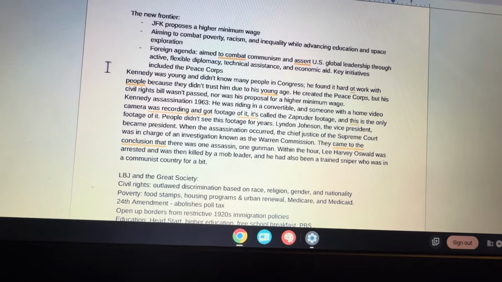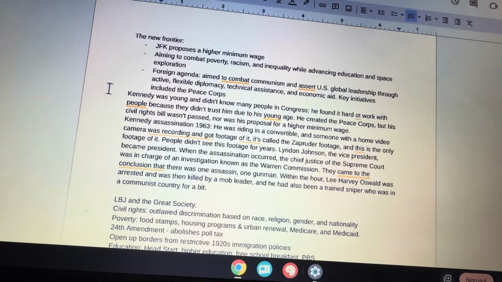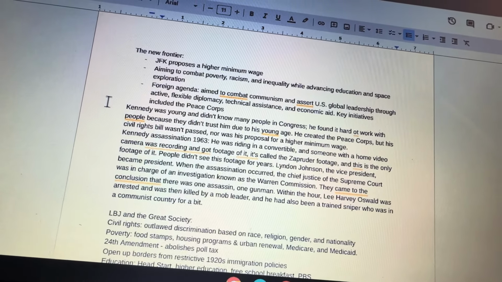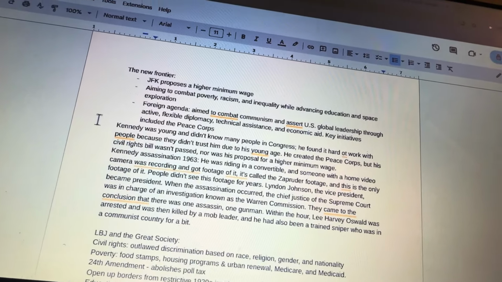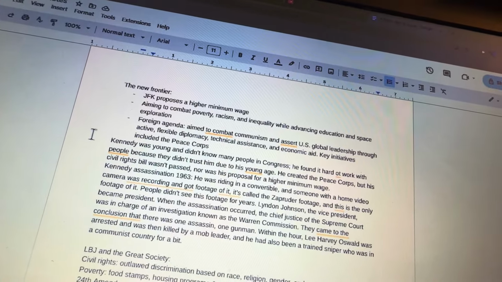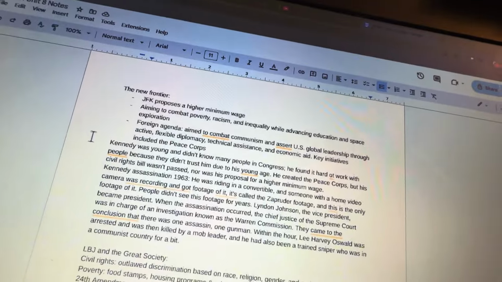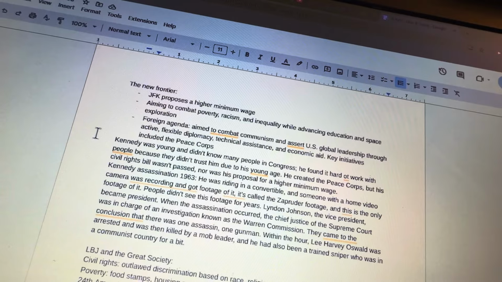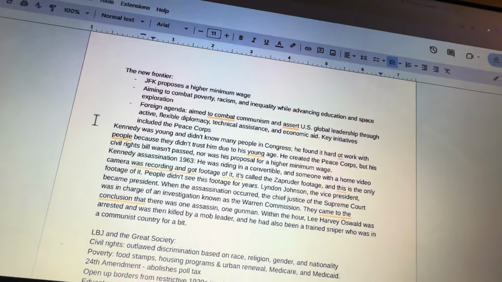The Chief Justice of the Supreme Court was in charge of an investigation known as the Warren Commission. They came to the conclusion that there was one assassin, so just one gunman. And then my teacher said that within the hour, I don't know how accurate that is, I don't think that's accurate, but within the hour, apparently, Lee Harvey Oswald was arrested and then killed by a mob leader. And he had been a trained sniper who was in a communist country for a bit. Pretty sure it was the Soviet Union.